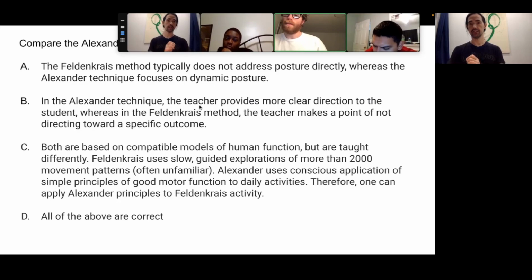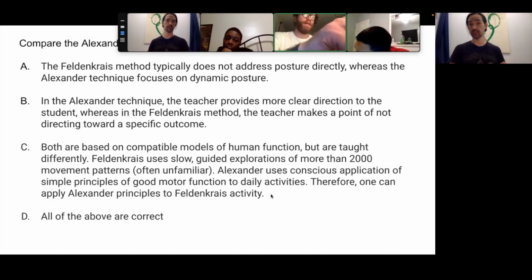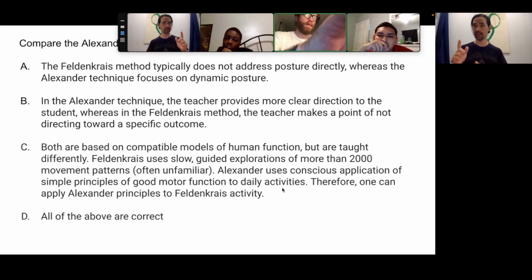In the Alexander technique, the teacher provides more clear direction to the student, whereas in the Feldenkrais method, the teacher makes a point of not directing toward a specific outcome. And that is correct. Both are based on compatible models of human function, but are taught differently. The answer is D, all these are correct. Feldenkrais uses slow, guided explorations of more than 2,000 movement patterns, which are often unfamiliar, whereas Alexander uses conscious application of simple principles of good motor function, or good dynamic posture, or good movement, to daily activities. Therefore, one can apply Alexander principles to Feldenkrais activity. So the idea of how to move, the application of dynamic posture or good body mechanics onto a movement pattern that's unfamiliar from Feldenkrais, the two can actually work together.